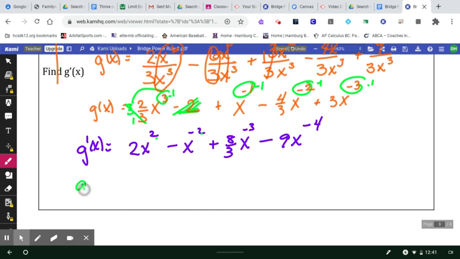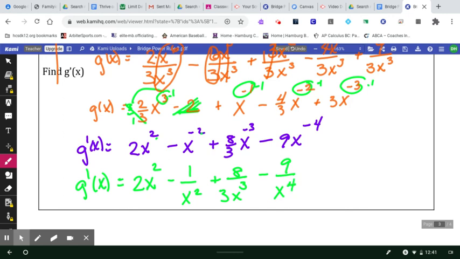So again, calculus is done. All I'm doing is rewriting this function out. I got 2x squared minus 1 over x squared plus 8 over 3x cubed minus 9 over x to the fourth.